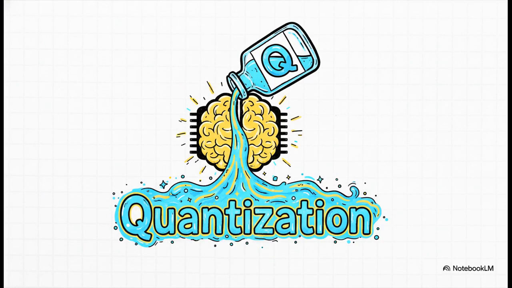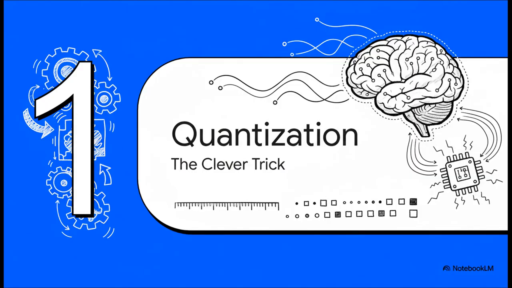Well, the answer is this really clever technique called quantization. It's basically the secret sauce that shrinks that elephant down, making all this powerful, modern AI accessible to, well, all of us. Let's dive in and see exactly how it works. So, what exactly is quantization? Let's go ahead and pull back the curtain on this clever little trick.